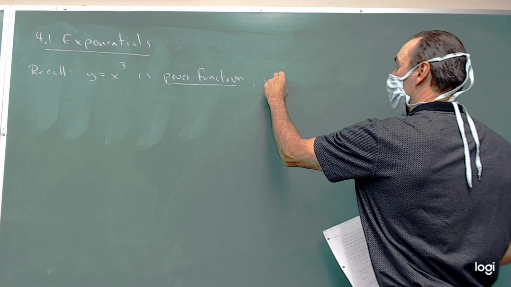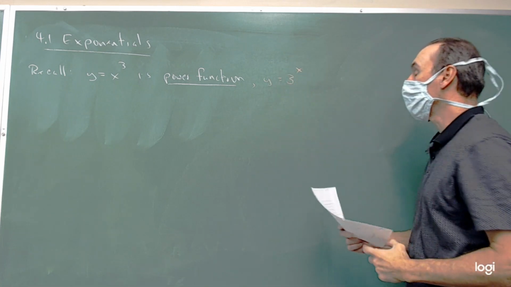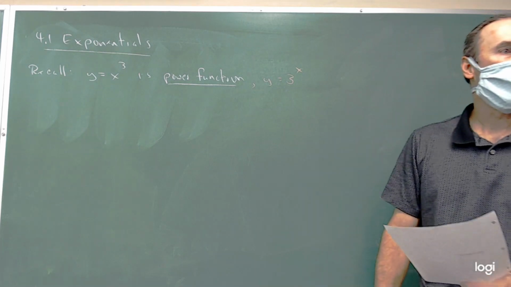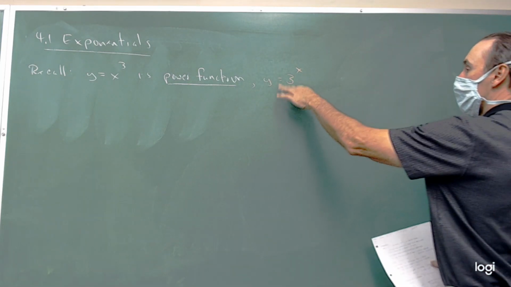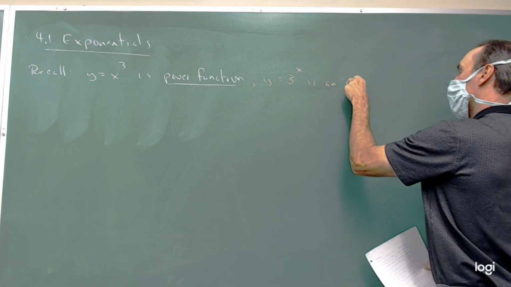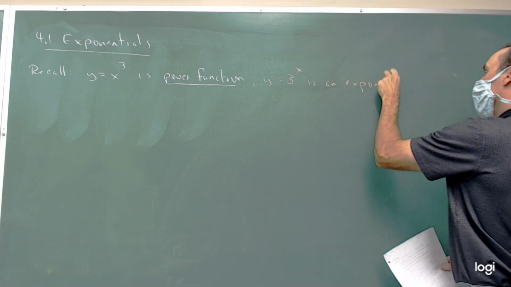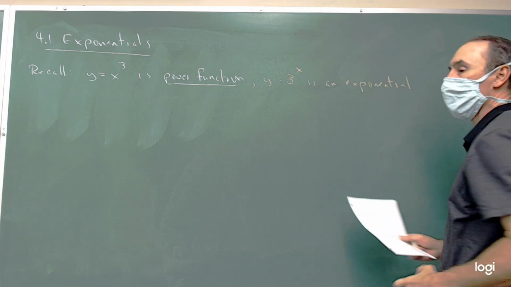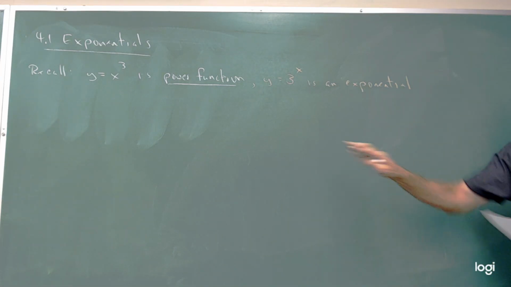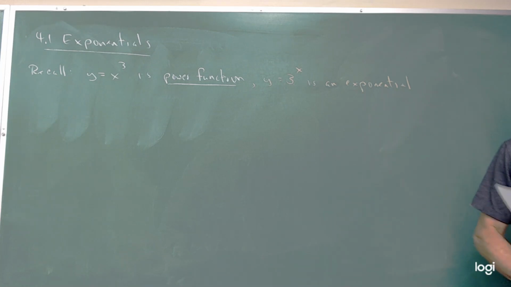But something like y equals 3 to the x, where you switch what you have as the base and what you have as the exponent, is no longer a power function. This is what we call an exponential. It's sometimes easy to get them confused, but they behave very differently and have different characteristics, and we want to talk about that a little bit.